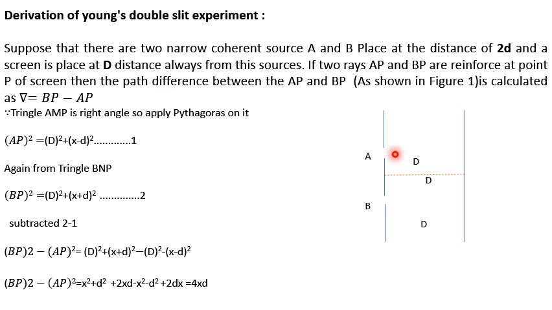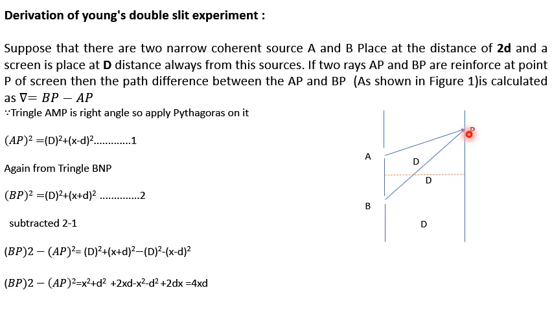So there are two sources A and B, both very narrow, placed at a distance 2d, and a screen placed far away from these two sources, and the distance between the sources and the screen is denoted by capital D. If two rays AP and BP are reinforced at a point P on the screen, then we have to find the path difference between AP and BP. First we find the path difference, and with its help we can find the fringe width. So what is this path difference?